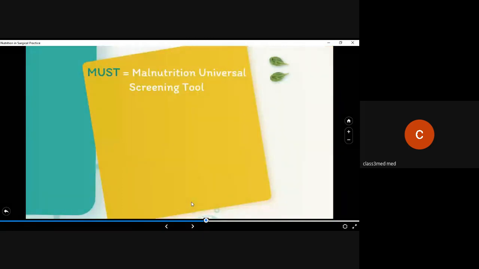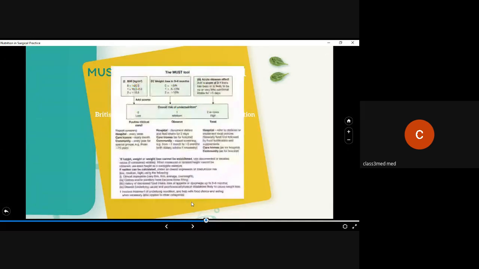The last, recently introduced, is what's called MUST, the Malnutrition Universal Screening Tool. It's a very complicated tool, introduced by the British Association of Parenteral and Enteral Nutrition. The MUST tool depends on body mass index, weight loss in the last 3 to 6 months, and acute disease effect. That will be assessed and has a lot of details. You have to know the name of this and you have to have a general idea about the MUST tool, not the details.